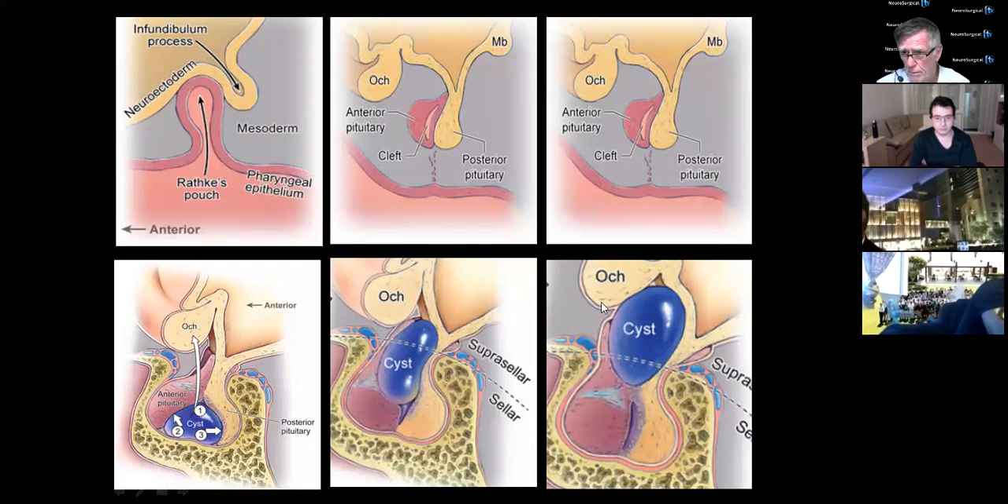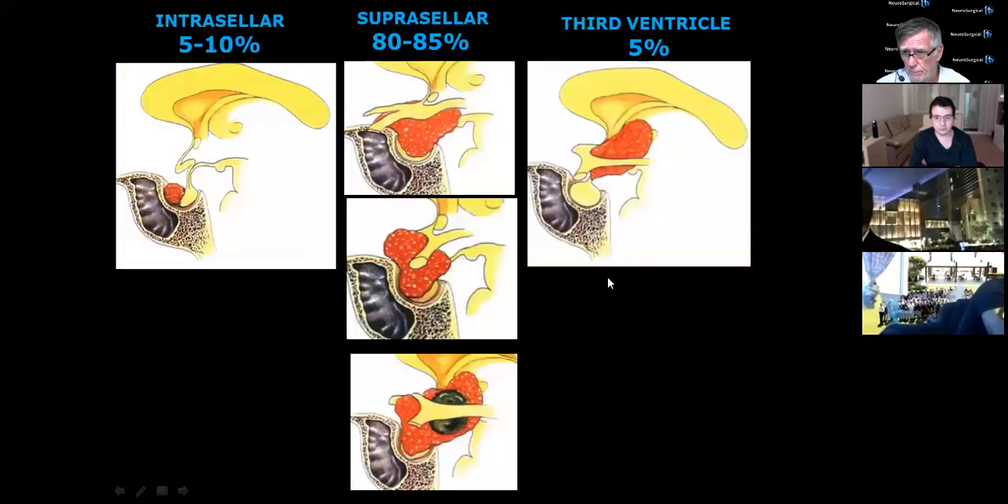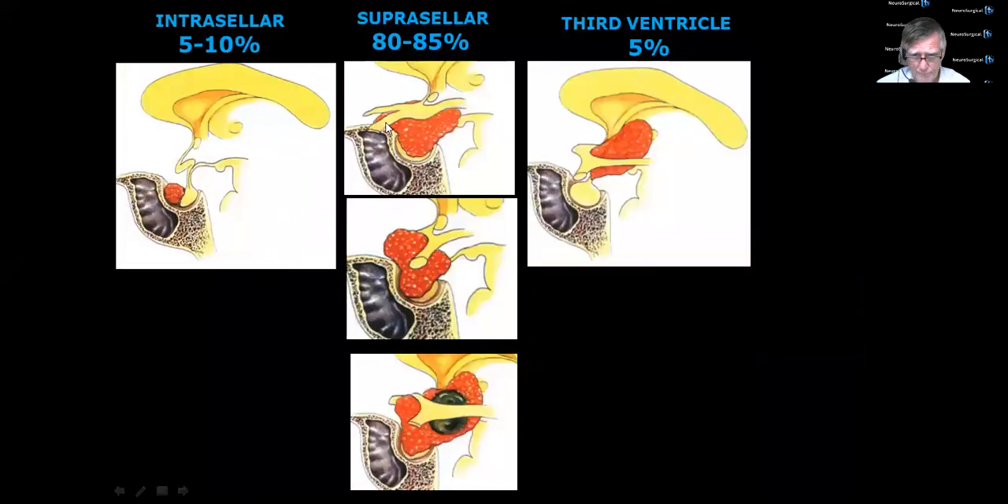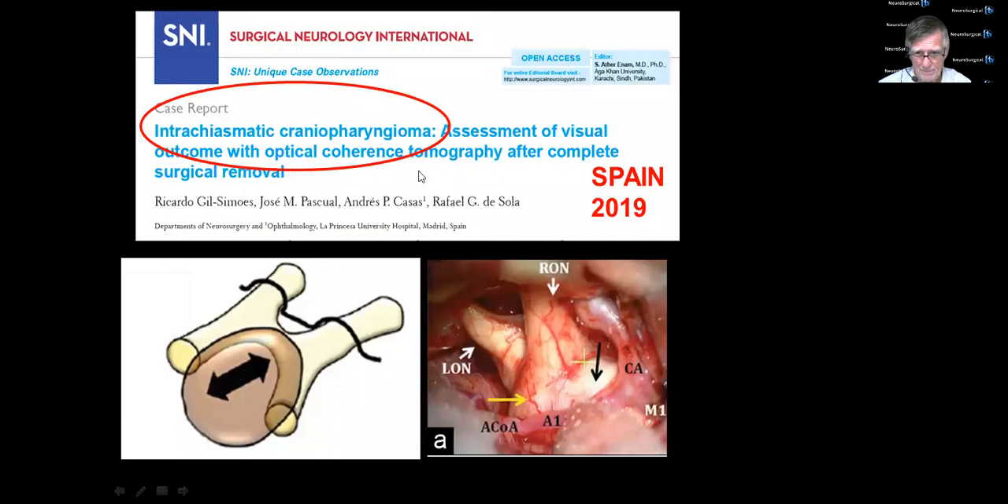Understanding this embryology is very important. We've been speaking about three types of craniopharyngiomas. This is the commonest, 80 to 85%, which is suprasellar. 5% within the sella, 5% completely within the third ventricle, exclusively in the third ventricle, while the others have suprasellar extension. This is a paper of intrachiasmatic craniopharyngioma, which is inside the chiasm.